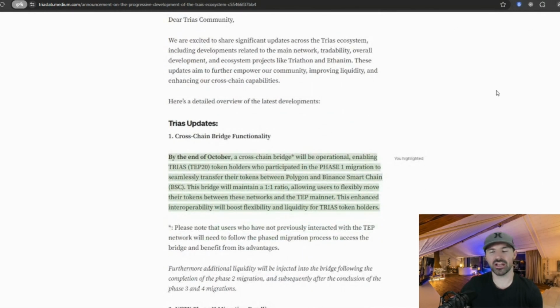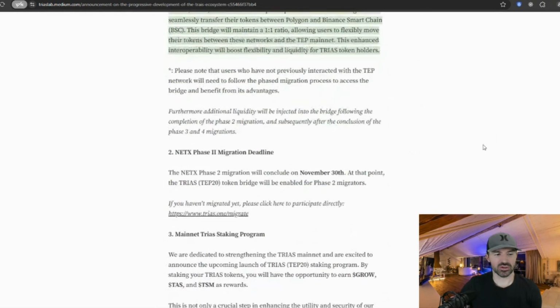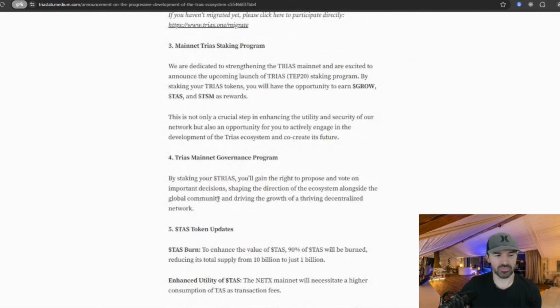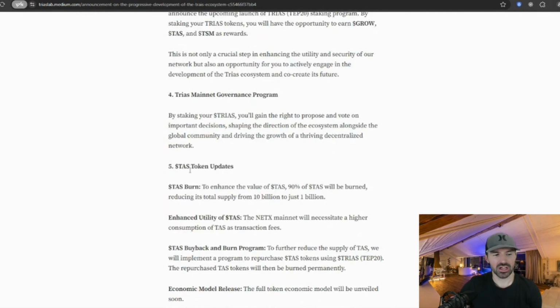I highlighted a few things of interest. "By the end of October, a cross-chain bridge will be operational, enabling Trias TEP20 token holders who participated in phase 1 migration to seamlessly transfer their tokens between Polygon and Binance Smart Chain. This bridge will maintain a 1-to-1 ratio, allowing users to flexibly move their tokens between these networks. And the TEP mainnet, this enhanced interoperability will boost flexibility and liquidity for Trias token holders." They go on and talk about the phase 2 migration deadline, also the staking program, Trias mainnet governance, and the TAS token updates.